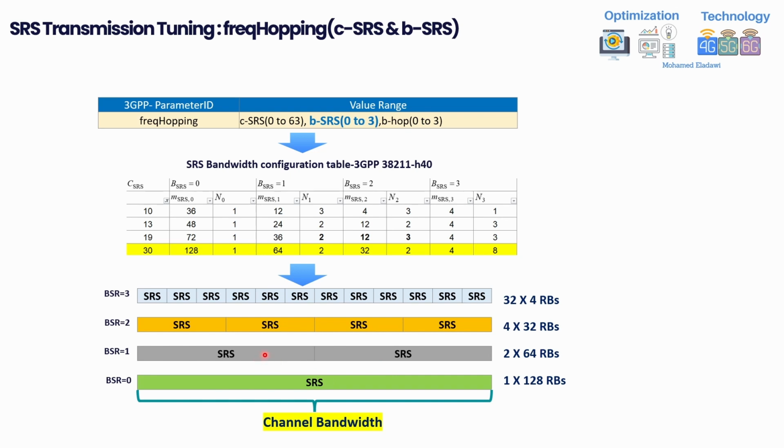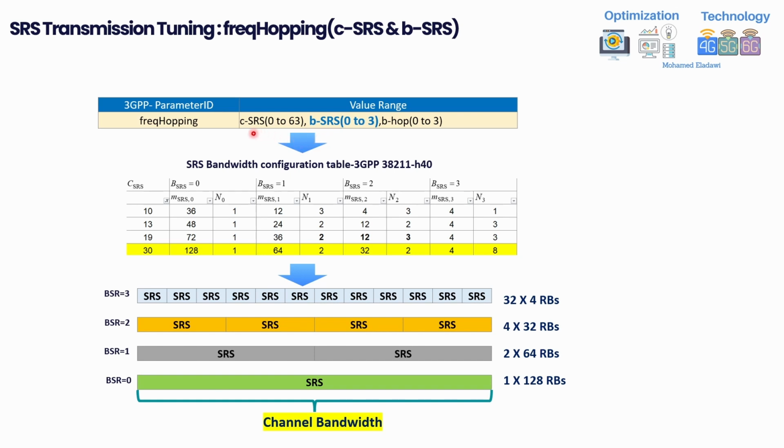This can improve your edge user throughput, edge user coverage, and SRS coverage. So how can you do this? Here are the 3G parameter names. Again, this can vary from one vendor to another as a naming, but the concept should be the same. Here, you have two parameters which can control this part.